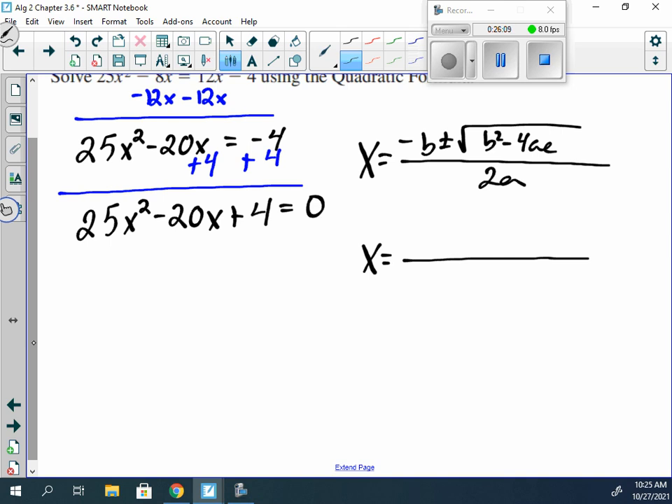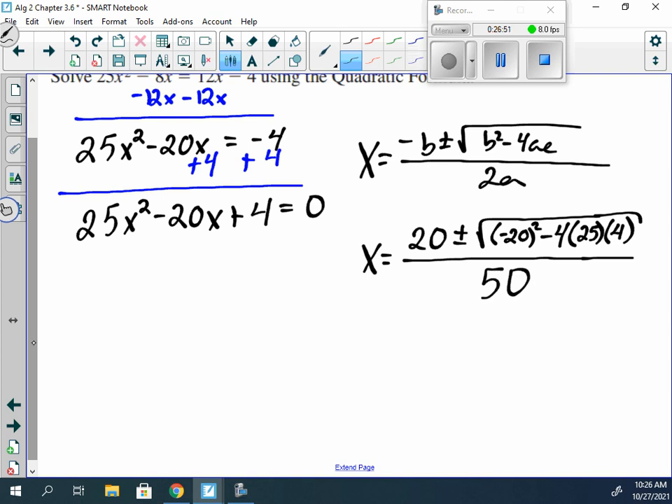So let's start plugging in. Our first thing is negative b. Well, what's the value of b? Negative 20, so negative b would be positive 20, because negative and negative make a positive. So we just have 20. Inside the radical, we would have negative 20 squared minus 4. Well, a is 25 and c is 4, all over 2a. Well, what is a? 25, and 2 times 25 is 50.